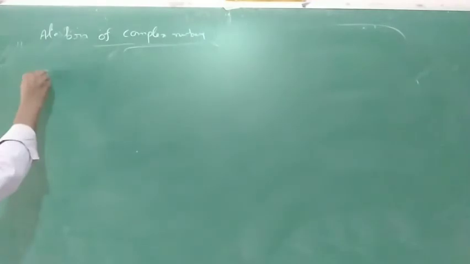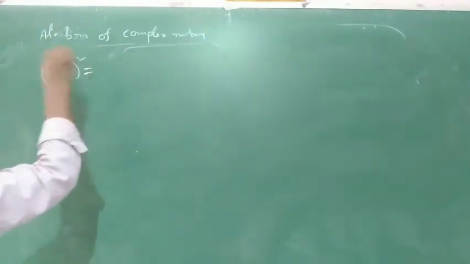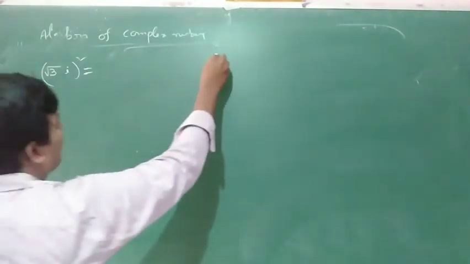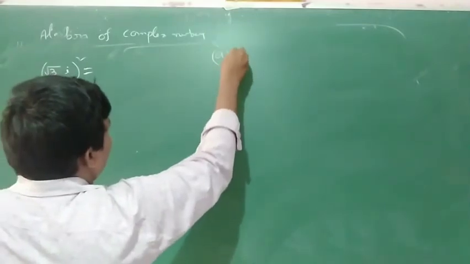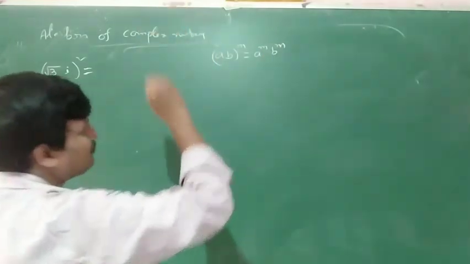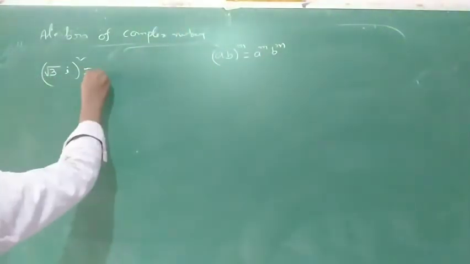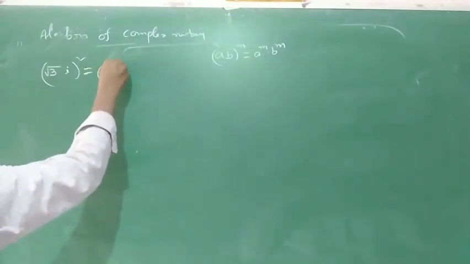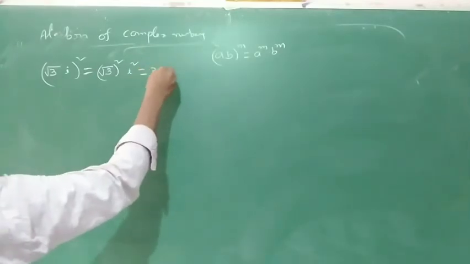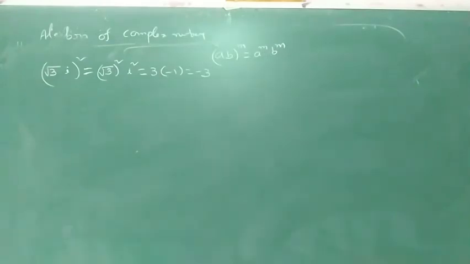Next, (root 3 i) whole square is equal to, what is the formula? (a into b) whole power m is equal to a power m into b power m. So it is (root 3) whole square into i square. (Root 3) whole square is equal to 3. i square is equal to minus 1, so that is equal to minus 3.